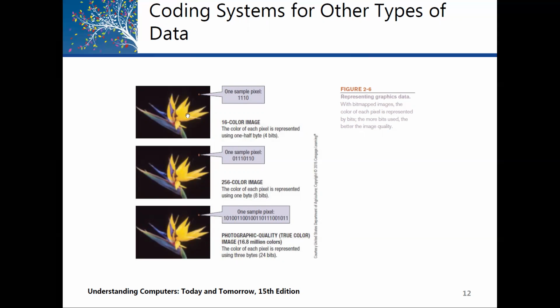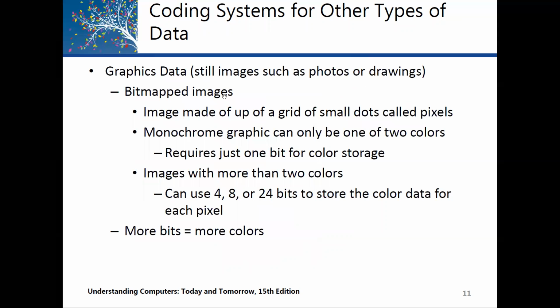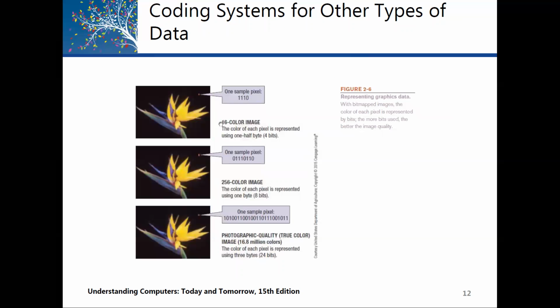Such a technique is called bitmap images, right? So bitmap images are used. These images are made up of a grid of small dots called pixels, as I explained earlier. So if the picture is a black and white picture or a monochrome picture, by monochrome I mean they only use one color, either black or white, so it is very easy to represent.